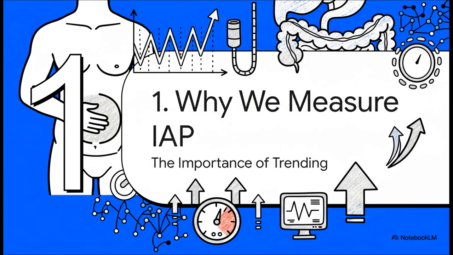Well, measuring intra-abdominal pressure, or IAP, is absolutely essential. It's how we diagnose things like intra-abdominal hypertension and its much scarier big brother, abdominal compartment syndrome, which can be a total disaster if we miss it.